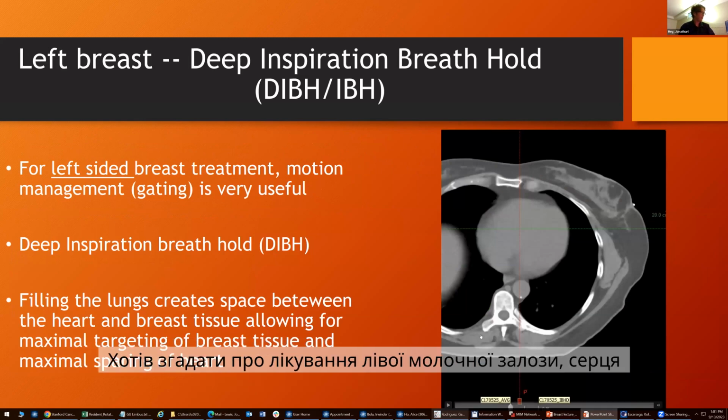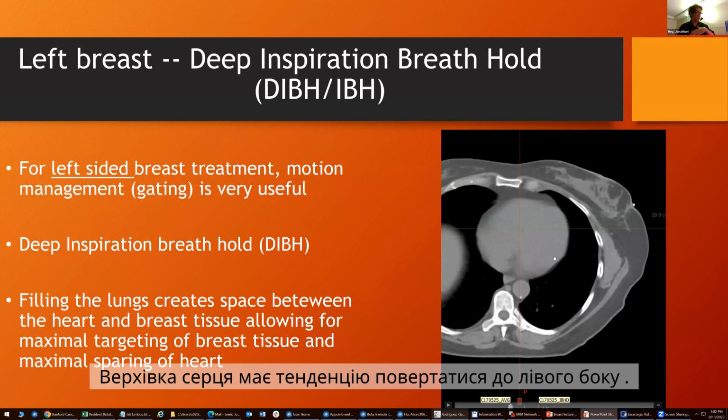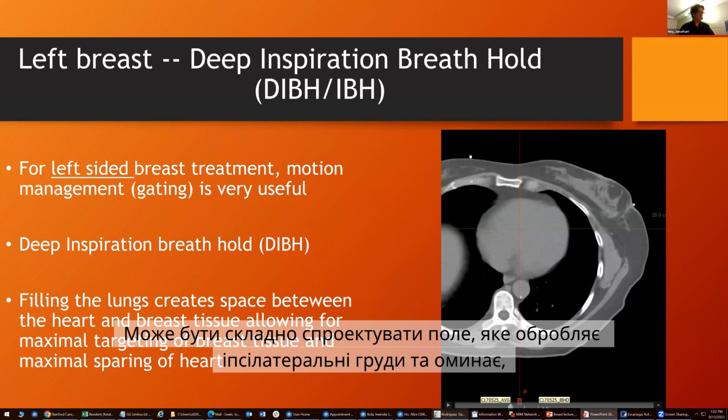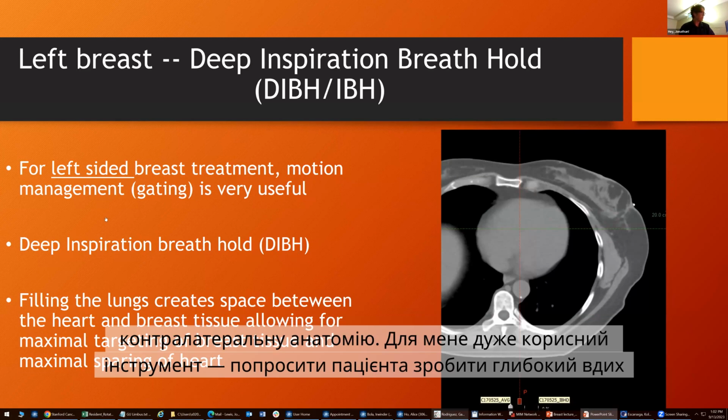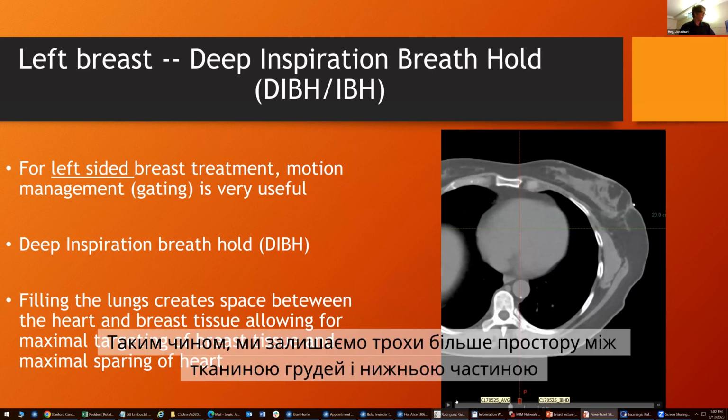I wanted to mention that for left-sided breast treatment, the heart tends to be a little more involved in our field. The apex of the heart tends to veer towards the patient's left side. So when we're designing those fields, it can be tricky. It can be tricky to design a field which treats the ipsilateral breast and spares all of that contralateral anatomy. A really useful tool is to ask the patient to take a deep breath in during the simulation so that we put a little more space between the breast tissue and the underlying anatomy of the heart.